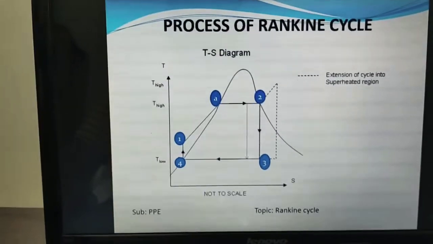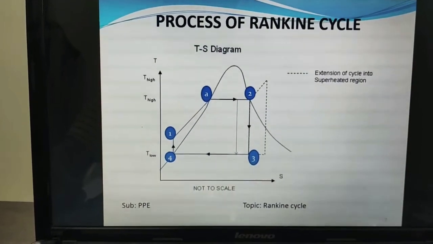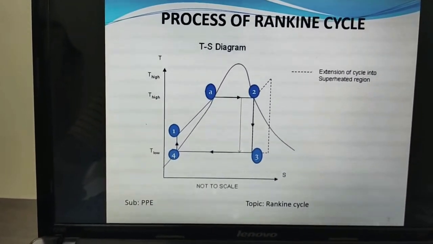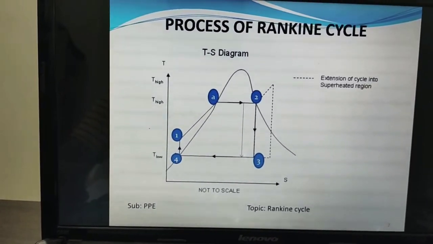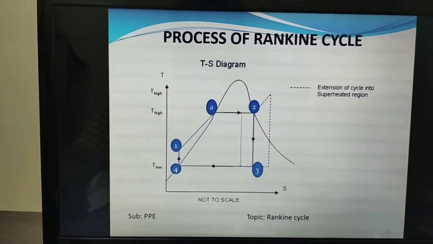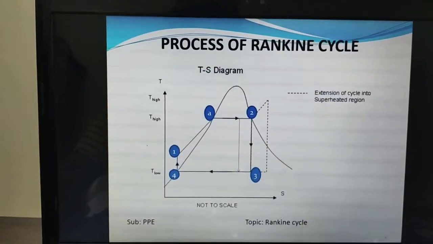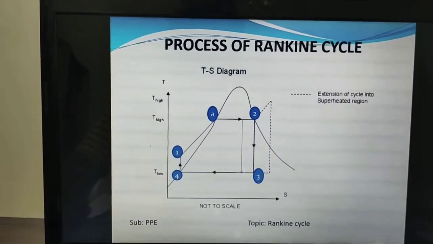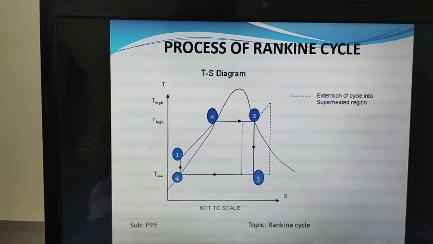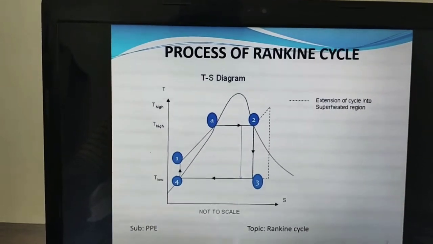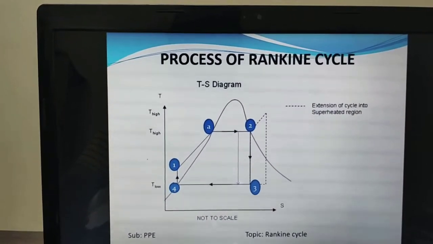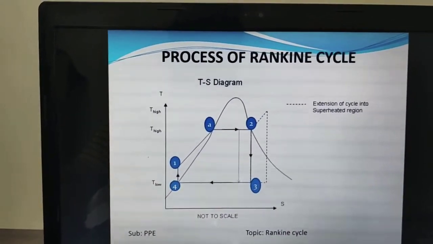Now, the processes of the cycle are represented on the TS diagram. Process 1 to 2: the water at a constant pressure P1 is heated in a boiler until the temperature is reached from 1 to A, as mentioned in the diagram. The water may be converted into dry saturated A to 2, wet saturated A to 2 dash, and the last one is superheated steam, A to 2 dash, at a constant pressure P1.